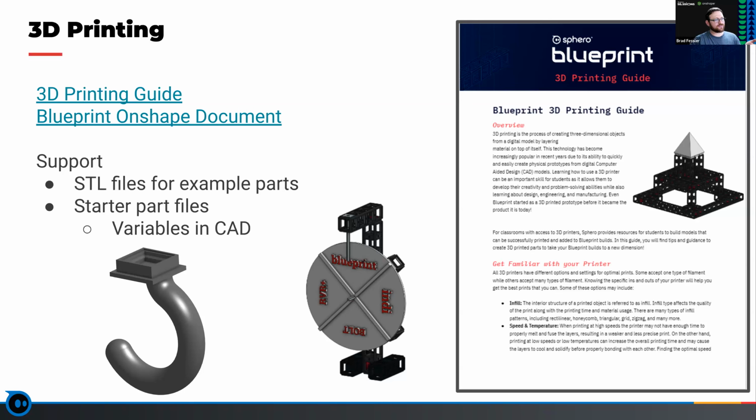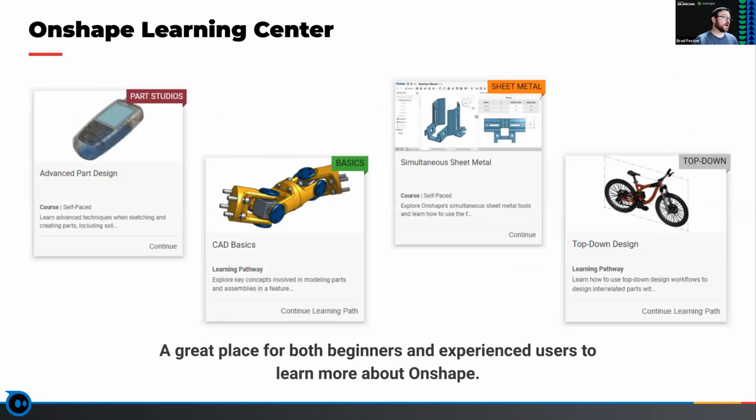You can see in here, we have a hook for our one crane activity that we do. We also have a prize wheel that's in here. There's all kinds of cool things in there. If you don't necessarily want to design in CAD right away, but you're looking for some of these cool accessories, we have links to the actual STL files that you can download and 3D print right inside of the 3D printing guide. With that, I'm going to turn this back over to Drew to talk about how you can learn a little more about Onshape.